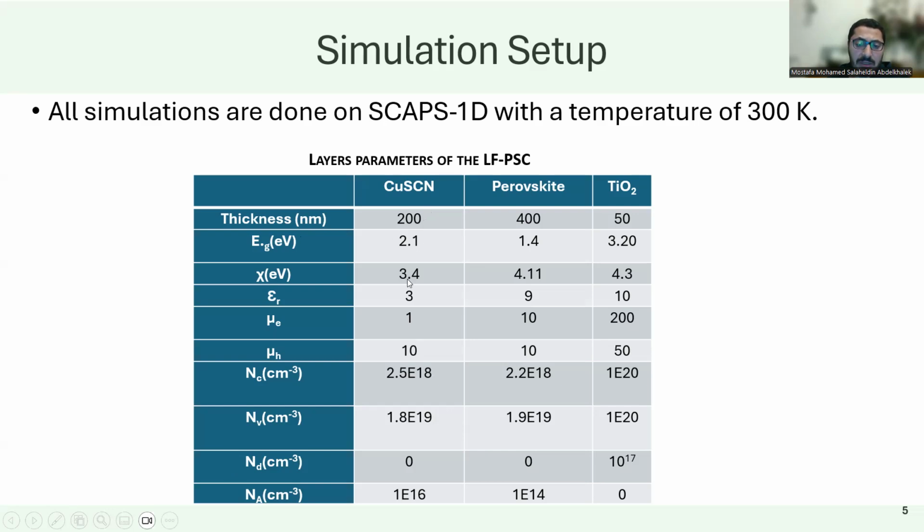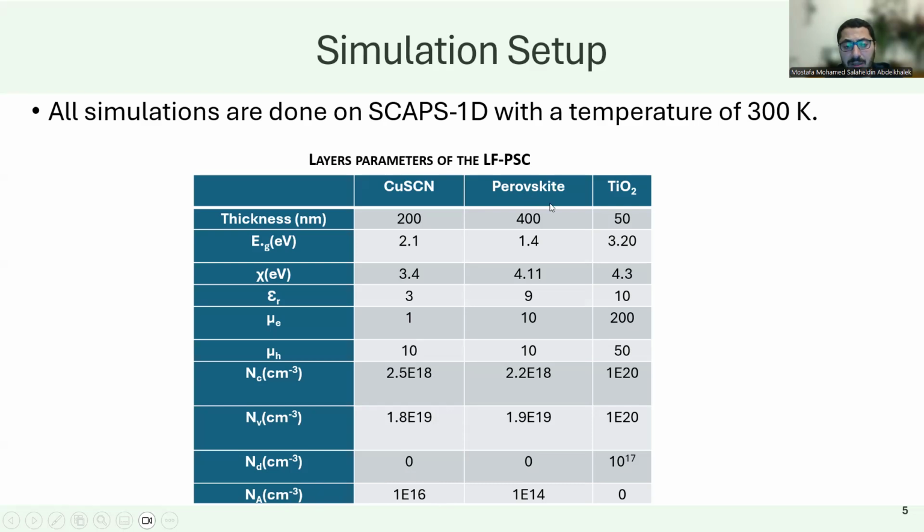The permittivity is 3.4 electron volt. The relative permittivity is 3. The electron mobility is 1. The hole mobility is 10. The conduction band density of states is 2.5 times 10 power 18 per centimeter cubed. The valence band density of states is 1.8 times 10 power 19 per centimeter cubed. The acceptors concentration is 10 power 16 per centimeter cubed.